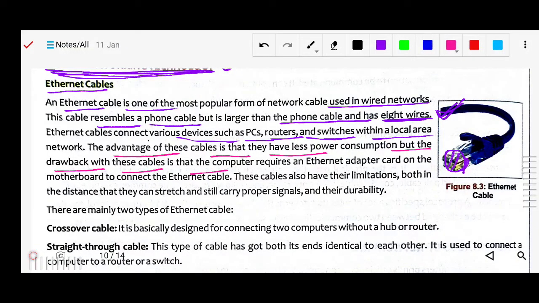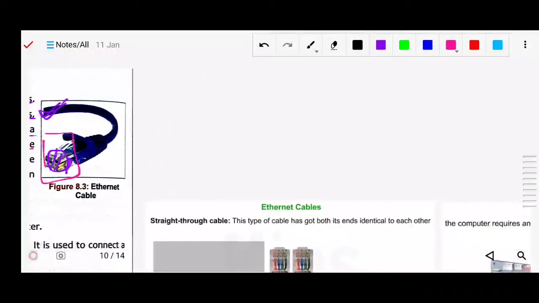So what is the advantage? The advantage is that it consumes less power. But what is the drawback? The computer requires an Ethernet adapter. So there is one card where this will be connected. The Ethernet card is there, you can see here.